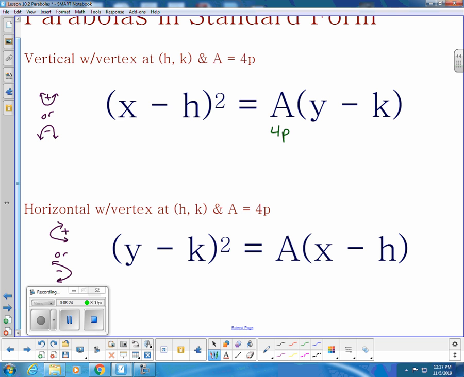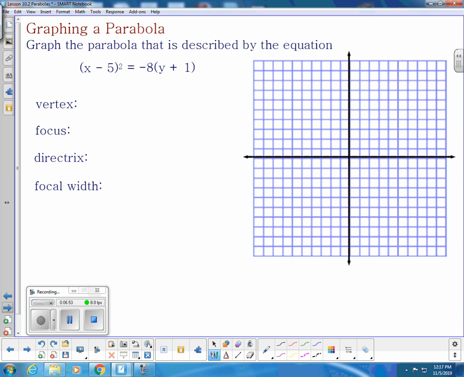Remember, when you're doing your vertex, the h is the x part of the vertex. It has to come from the x parenthesis. The k is the y part of the vertex. It has to come from the y parenthesis. It's very easy to get these flipped. Okay, this is your k. All right. So, let's look at a problem, see if we can do it. What is the vertex?